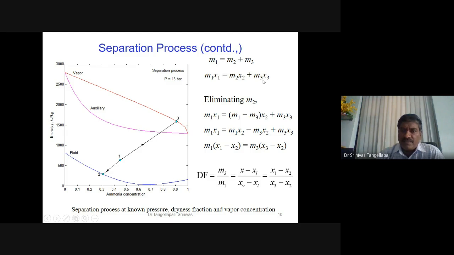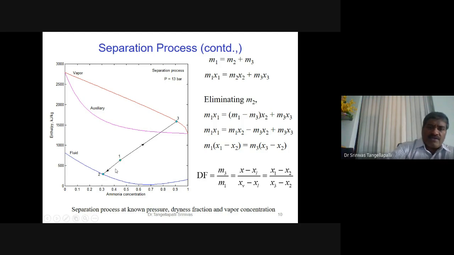In case you are eliminating M3, you will get the wetness fraction. The wetness fraction is defined as M2 by M1. Now M3 by M1 is equal to X1 minus X2 by X3 minus X2. What is X1 minus X2? It is the length of this isotherm towards the liquid side, from the mixture to the liquid side.